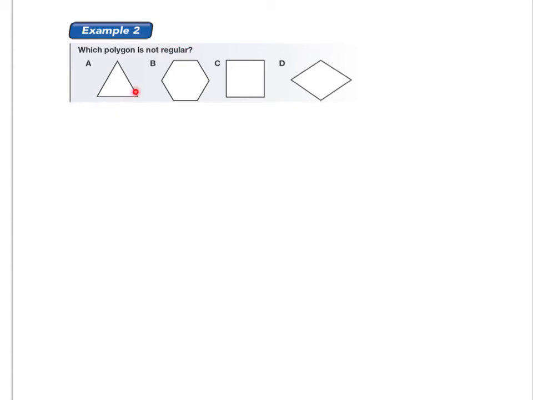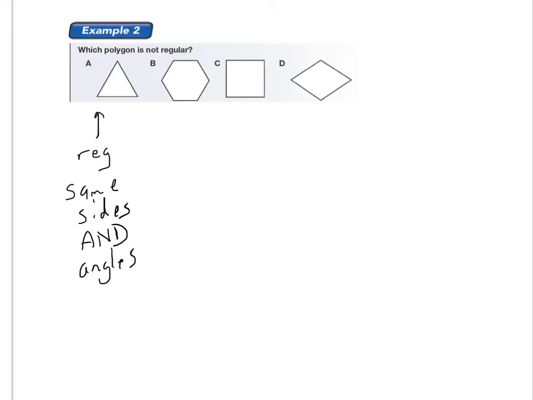Okay, well, if I look at this triangle, all of its sides appear to be the same, and if I look at the angles, they're all closing up. Okay, that one looks like it's regular because it's got the same sides and important angles.